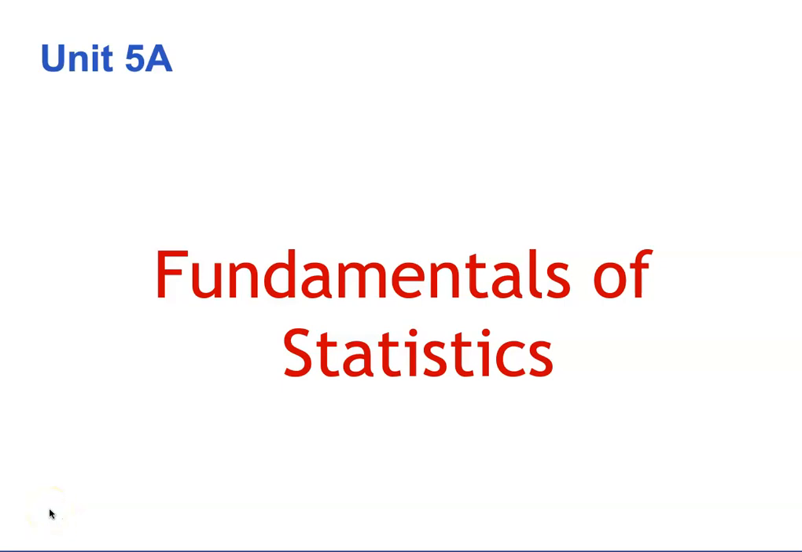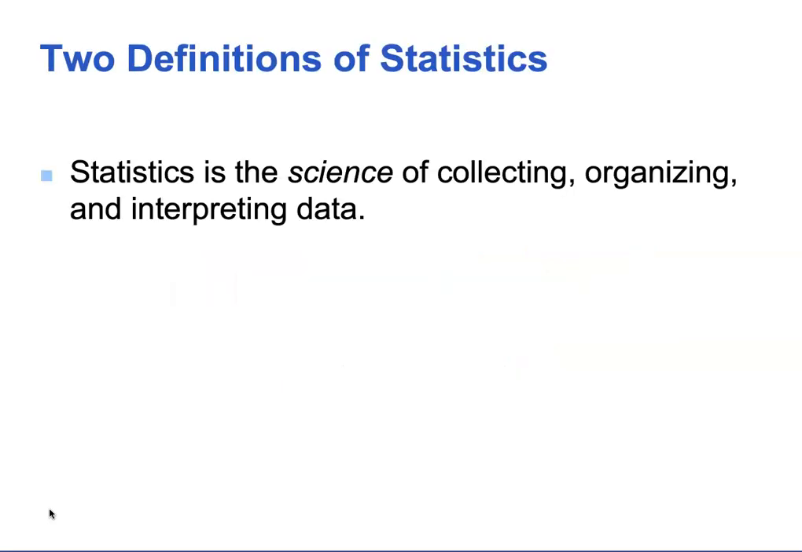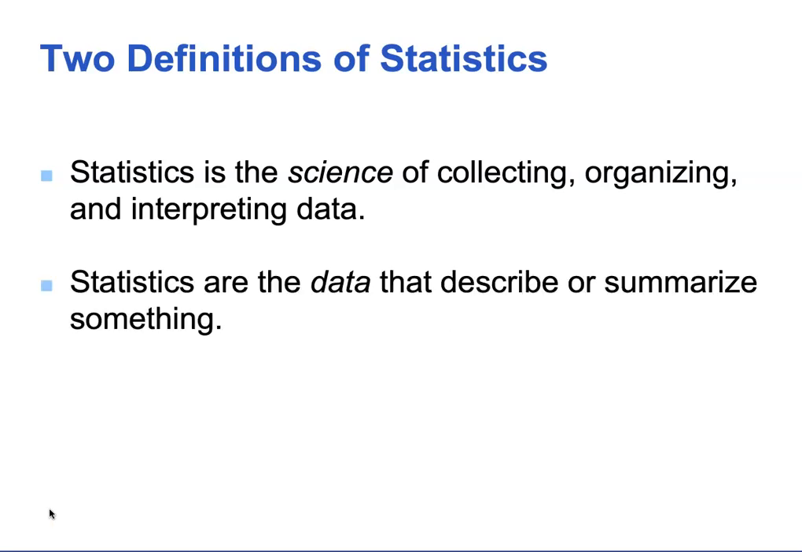All right, in Unit 5A, there are a lot of definitions, so make sure that you write these down with the definition beside them because a lot of your homework is being able to define these words. All right, the two definitions of statistics: statistics is the science of collecting, organizing, and interpreting data. Statistics are the data that describes or summarizes something. So there's two ways you can look at it.